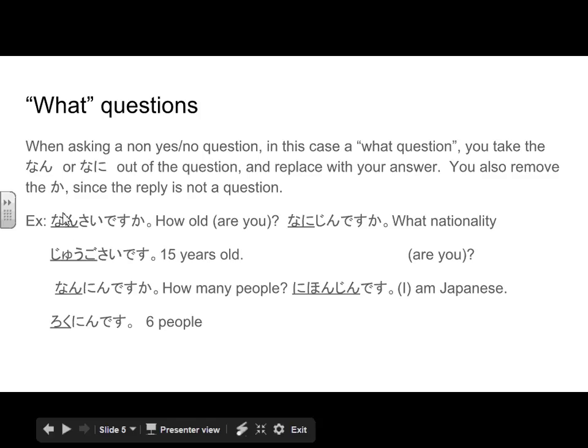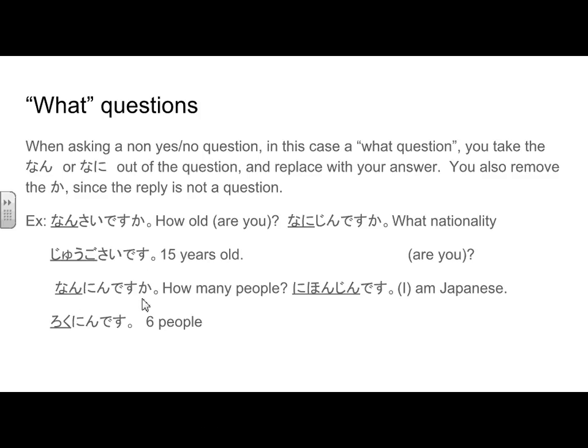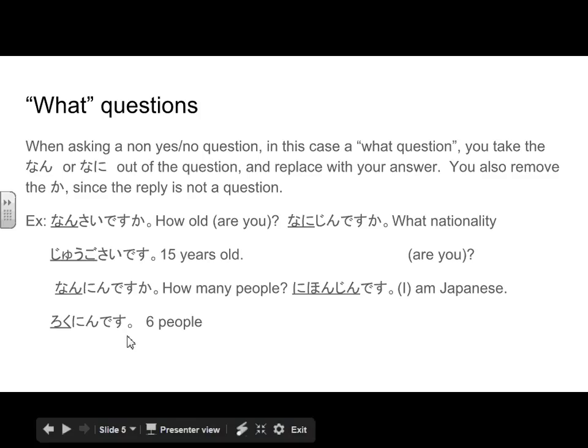So to answer this, you would take out the nan and then replace it with a number, like 15 sai desu. Or nannin desu ka? Possibly talking about a group or your family or some other number of people. 6 desu. Nani jin desu ka? Nihon jin desu. Or America jin desu.